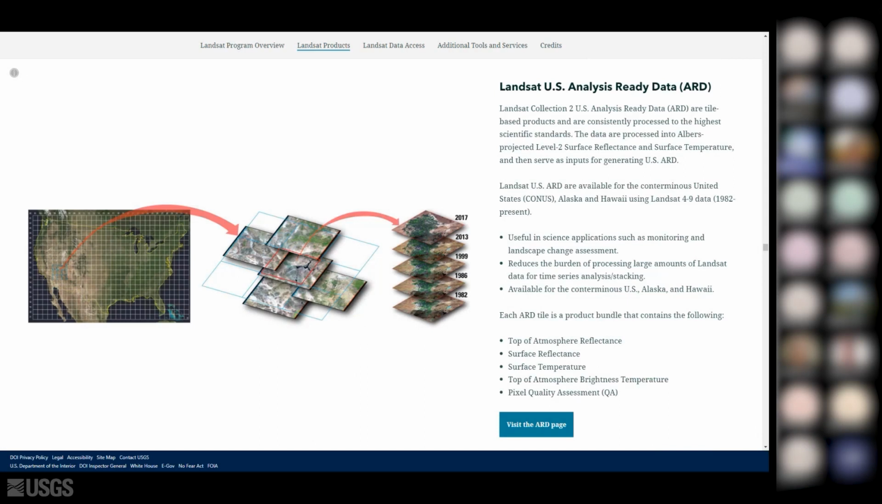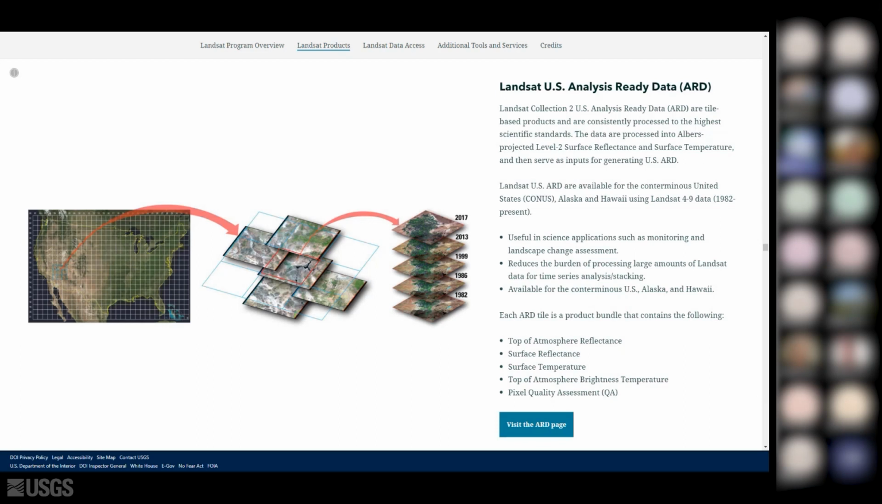Next, let's take a look at our Landsat US Analysis Ready Data, or ARD. This is different than our other products that I just went over because it is tile-based and is on a grid that is placed over the conterminous US, Alaska, and Hawaii, whereas the other products are scene-based on a path and row. This illustration here is an example of the grid system that we have for ARD.